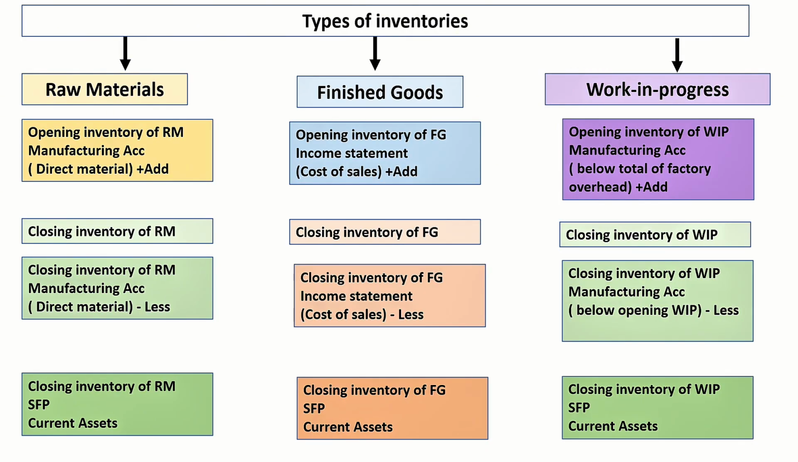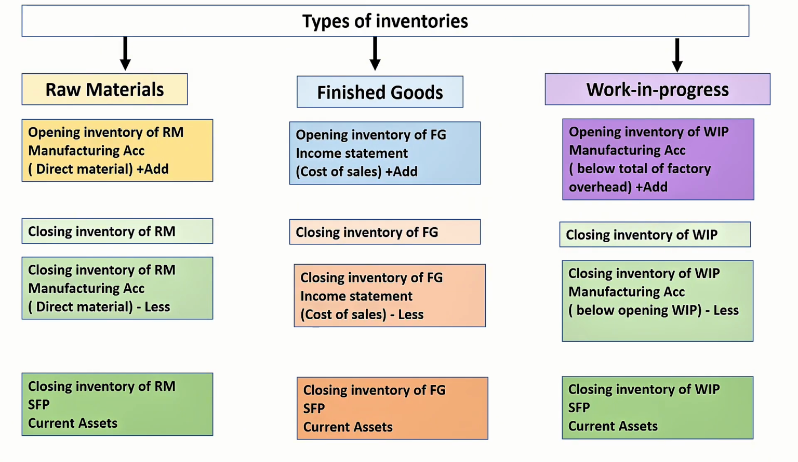Work in progress. There are two types of work in progress. Opening inventory of work in progress goes to manufacturing account below total of factory overhead. You add this value, whereas closing inventory of work in progress once again to manufacturing account, but this value is deducted just below the opening work in progress. Furthermore, closing inventory of work in progress reflects in the statement of financial position under current assets.